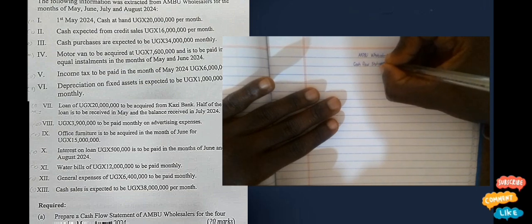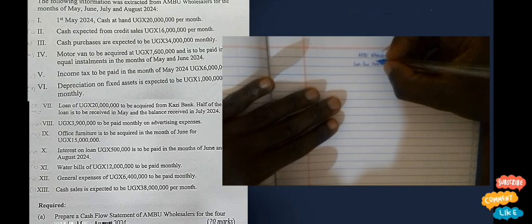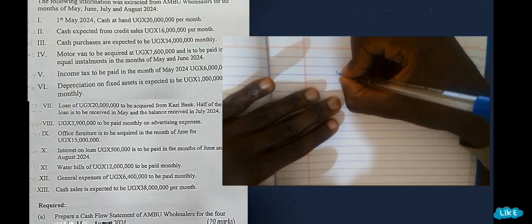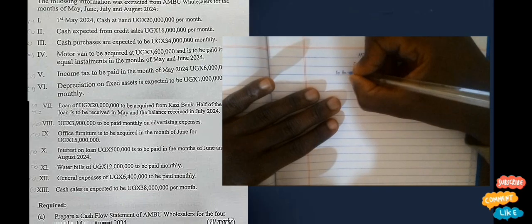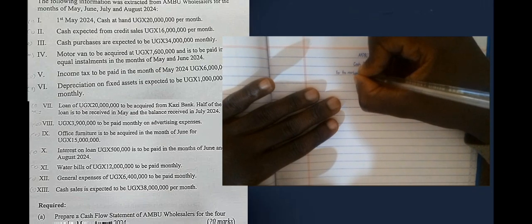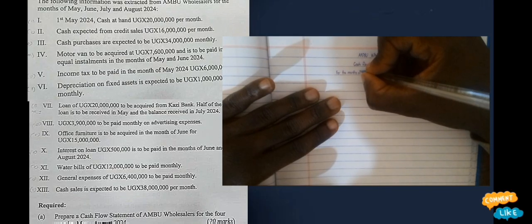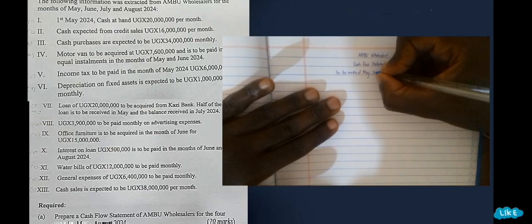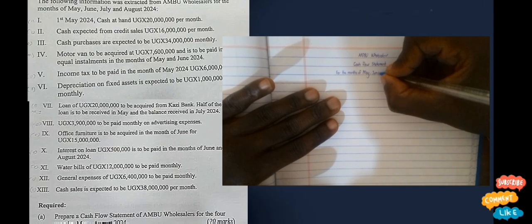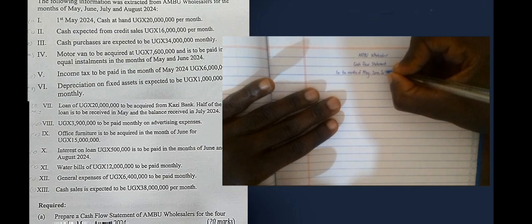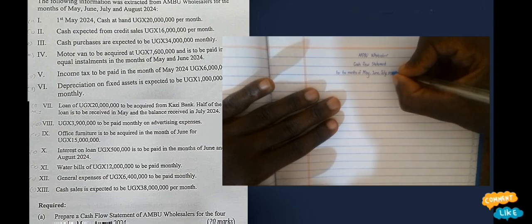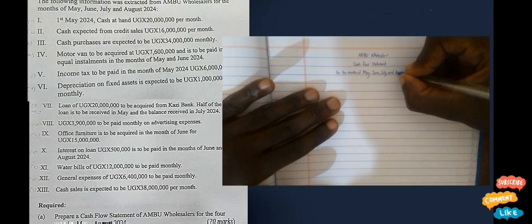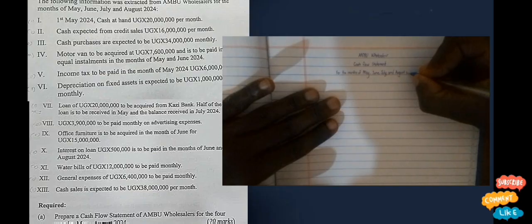So for any financial document, we start by writing the title. So we go ahead and write Ambu sellers cash flow statement for the months of May, June, July and August 2024.